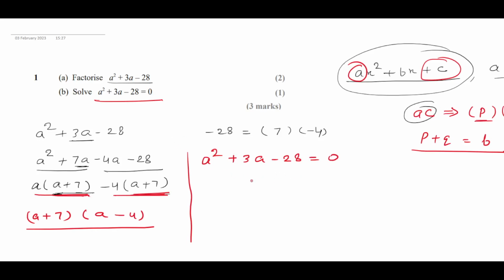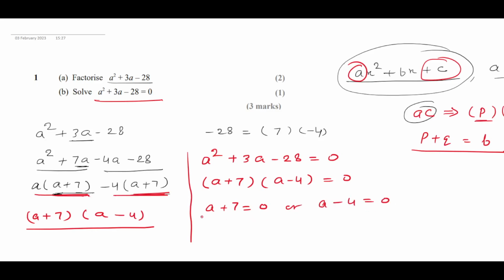I have to solve this. For solving this, I will first write this in product form. Product form is what? (a + 7) times (a - 4). Okay, this is the product form. Now here in this product form, either a + 7 is 0 or a - 4 is 0.